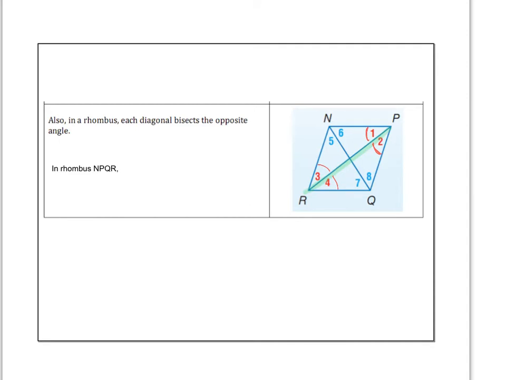And then same thing happens with 5 and 6. The other diagonal comes through here and cuts angle N in half. So 5 and 6 are the same size, and 7 and 8 are the same size. So let's list that out.